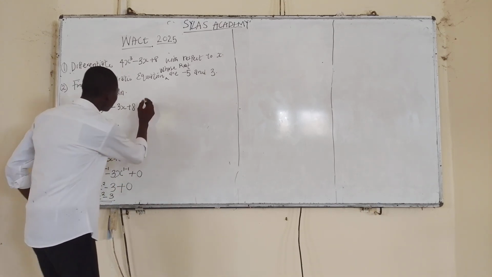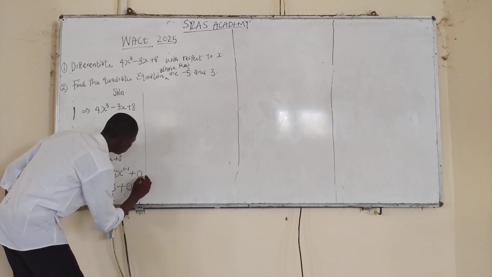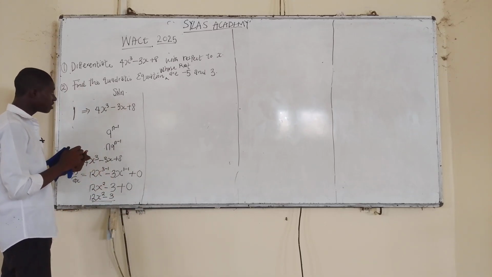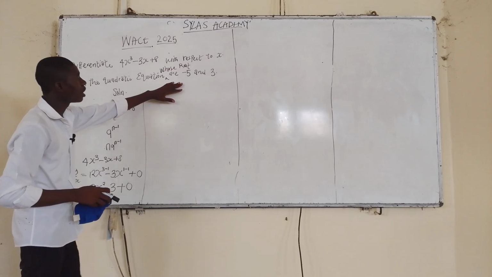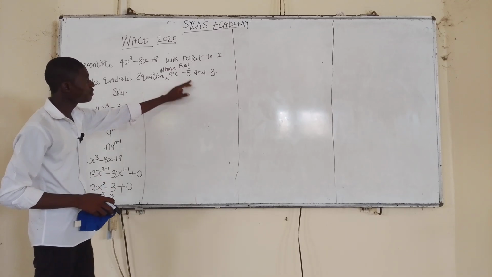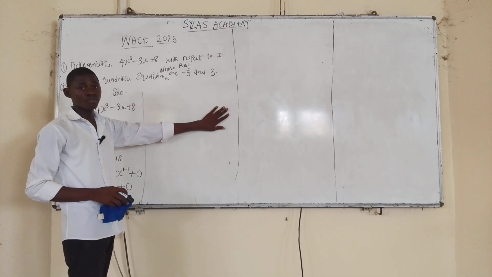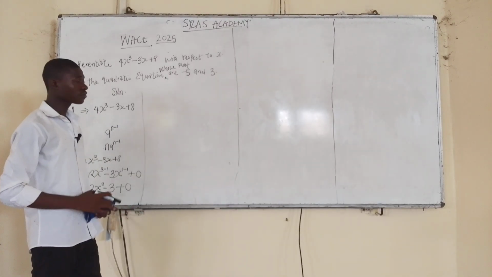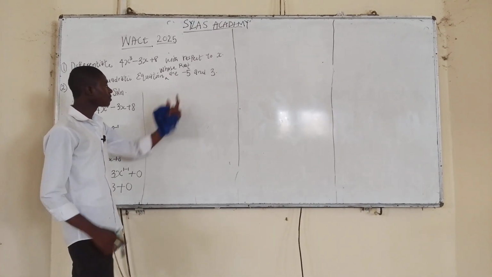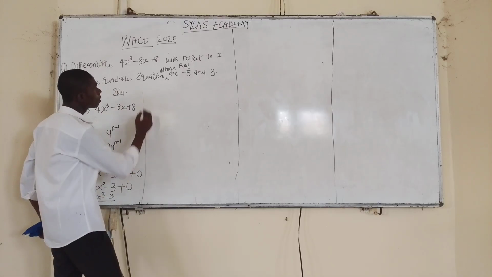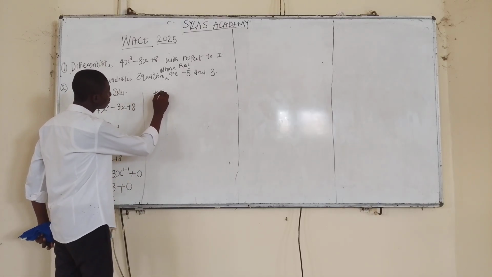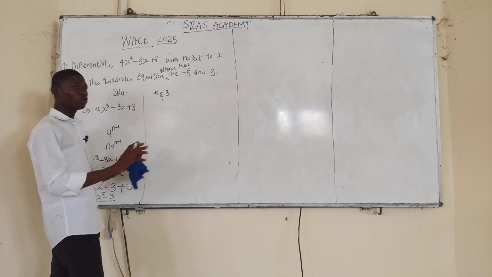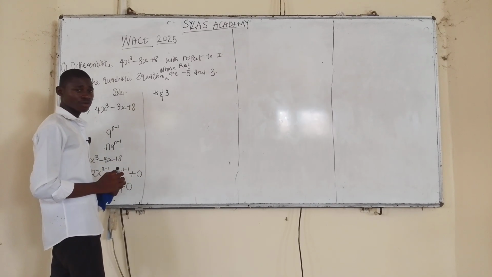Okay, let's solve the second one. You find the quadratic equation whose roots are minus 5 and 3. I've taught you how to find a quadratic equation from its roots. Now if you have a question like this, what are you going to do? See, minus 5 and 3. Now let me show you a shortcut. Don't go and look for plenty of methods or formulas to use.